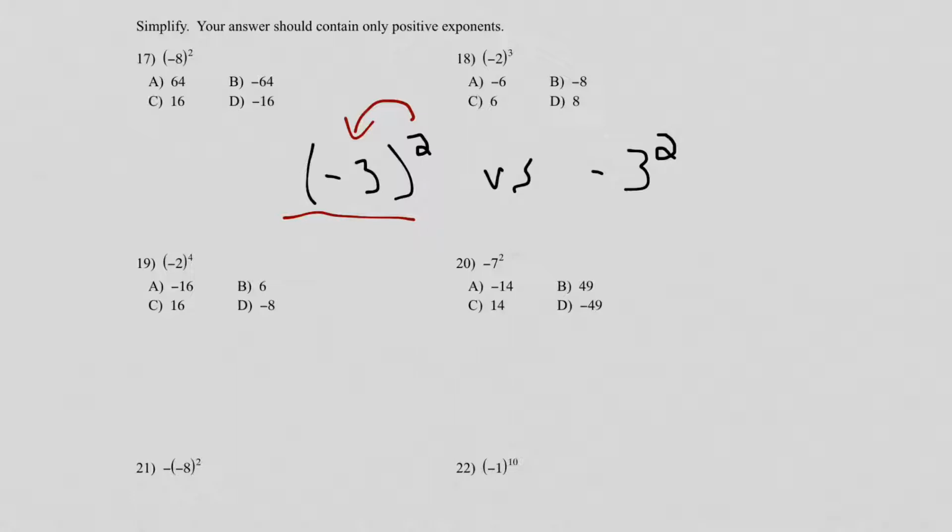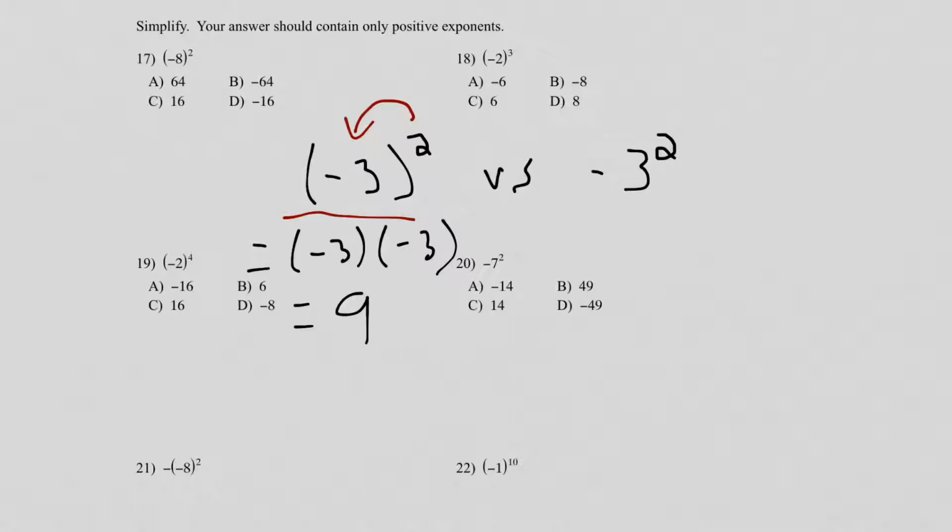So if we were to rewrite this question, negative 3 squared is another way of saying negative 3 times negative 3. And we would move on to do the multiplication. We would get positive because 2 negatives make a positive, and 3 times 3 makes 9.